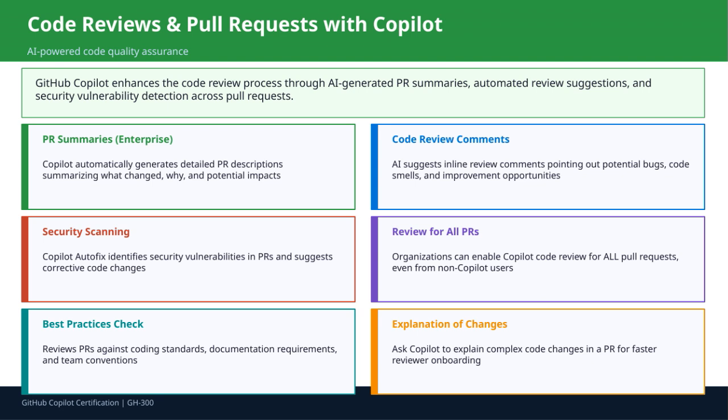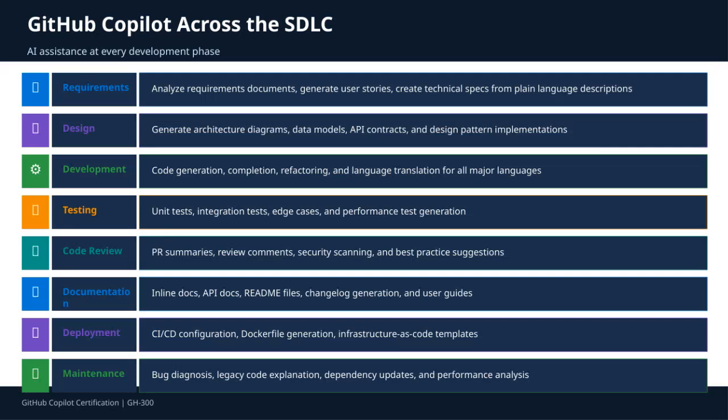Moreover, Copilot checks PRs against best practices, including coding standards, documentation requirements, and team-specific conventions, helping maintain consistent quality. Finally, it can also explain complex code changes to accelerate onboarding for reviewers, making the entire review process smoother and more effective.